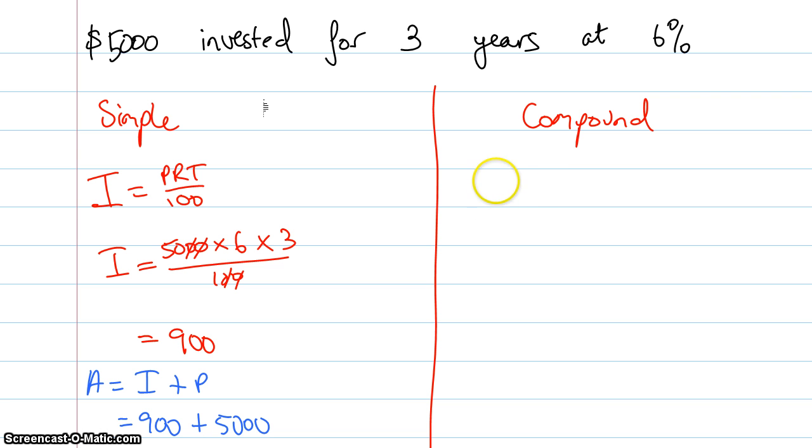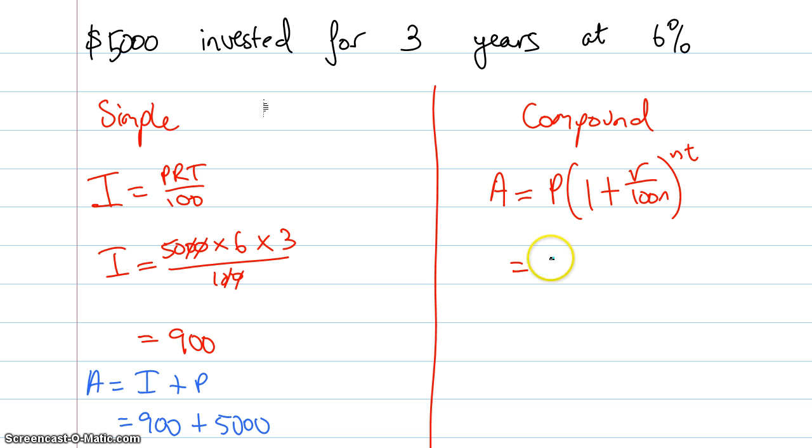So for the compound interest, I'm going to use the compound interest formula, P(1 plus R over 100N) to the power of N times T. My P is 5,000, 1 plus R, which is 6, over 100N. Now it doesn't actually tell me anything about N, so I'm going to assume that N is just every year. So N is 1, and T is 3. So I end up getting that.